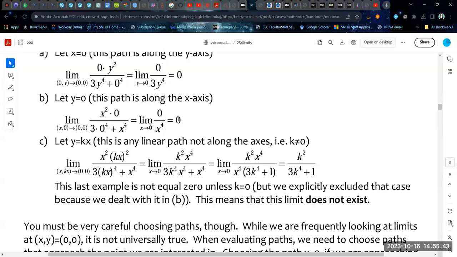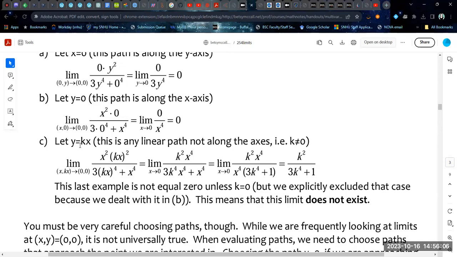Now, you don't only want to consider the axis paths, you want to consider other paths. One way is to consider a linear path toward the origin. And we'll say more about why this path is a good one a little bit later in the video. But in this case, I'm choosing y equals not just x, but I'm choosing y equals kx.